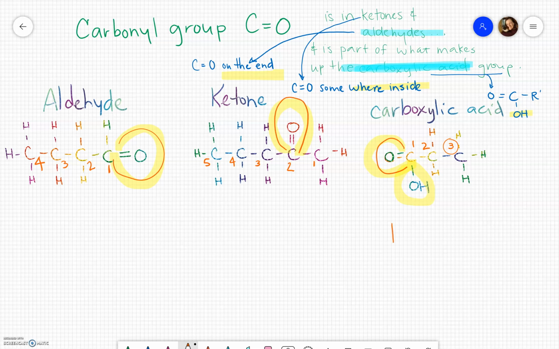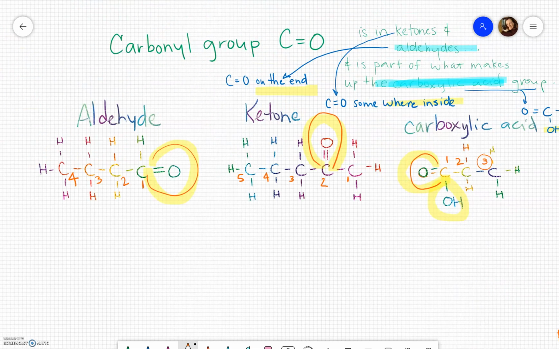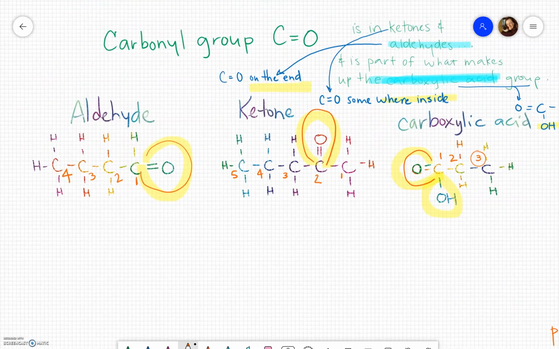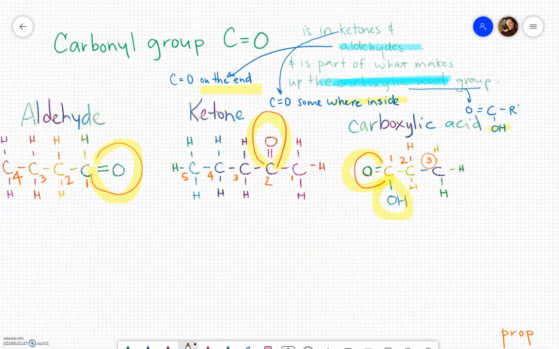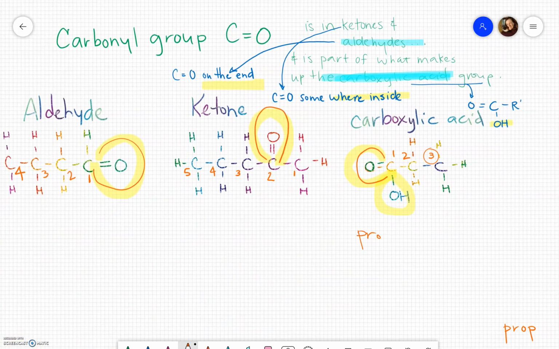That's a prop as my prefix. Let's try it again. Prop. And then I've got 4, so that's but. And then I've got 5, that is pent. So those are my prefixes based off of the total number of carbons in the main chain. And then I have to think about how we specially name each of these other bits.